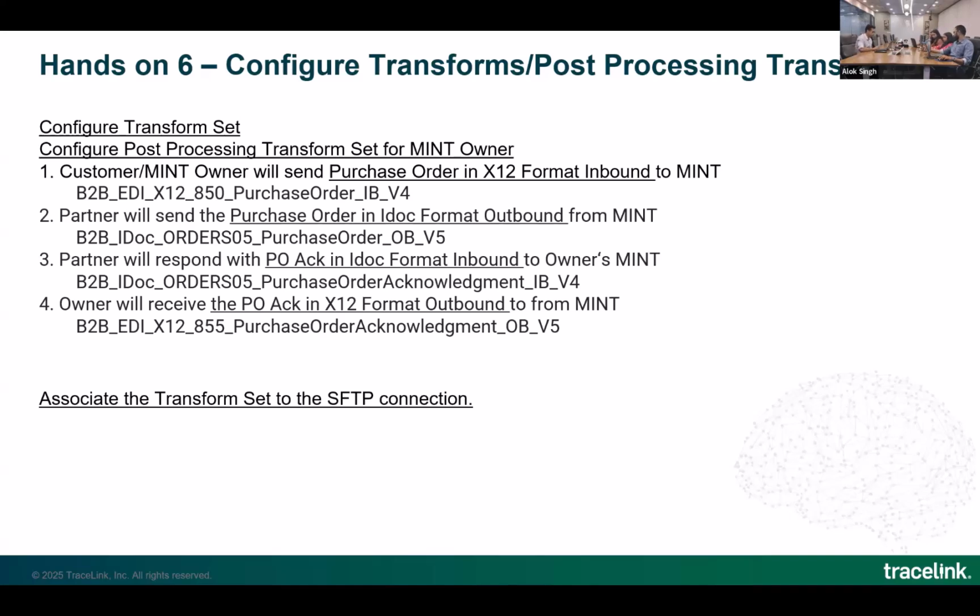Okay, if there are no other questions, we'll assume that you've been able to associate the transform set with the SFTP connection. Now you can verify your transform set screen one more time. There should be two transform sets there. One is your standard transform set for converting the customer format into canonical, or canonical to outbound format. And there should be another one for post-processing transform sets. I'll talk about that also, and how those will be associated. But by this time, you should see those two types of transform sets on your transform set screen.